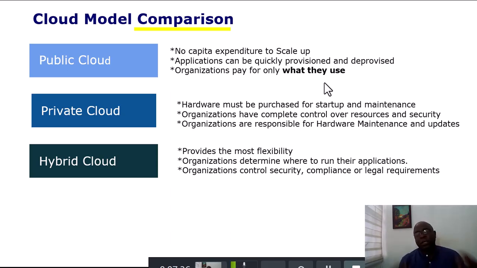So let's look at the third one. The third one is most flexible because, with the previous example I gave you, you can make a decision about where you want to put your workload. Is it cheaper for you to run it in the public cloud? Or you don't want to get into trouble with regulatory bodies, or maybe the people you got a contract from, so you prefer to put it in the private cloud. So you have flexibility of deciding where to run your application. So you have control and other stuff. So let's move on.